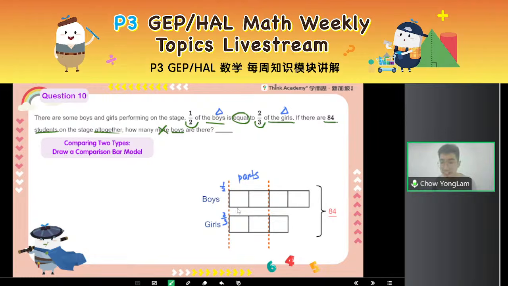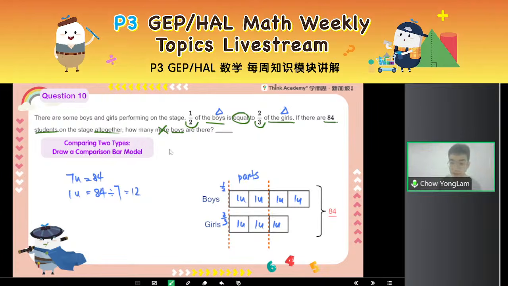So with that, how many units are there altogether? 1, 2, 3, 4, 5, 6, 7. 7 units equals 84. And then you can get 1 unit is equal to 84 divided by 7 equals 12. Every unit is a 12.